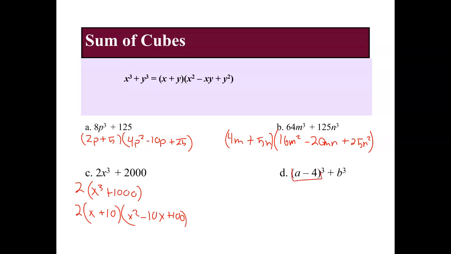X is just a minus 4. So when I cube root a minus 4 to the third power, what do I get? A minus 4. First term is a minus 4. Second term is what? B. Plus b. A minus 4 plus b. Alright. What's my next term? A minus 4 squared. Okay, we'll expand that in a minute.